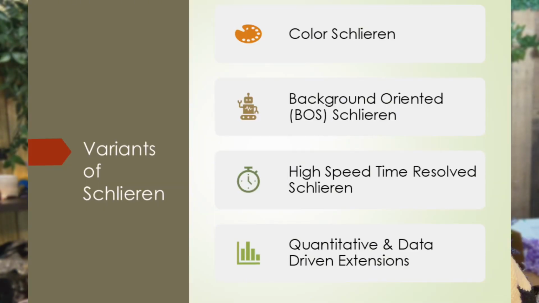When we're talking about Schlieren variants, there are typically a few: color Schlieren, background-oriented Schlieren, which is called BOS, high-speed Schlieren, and machine learning augmented Schlieren. Each technique adds new capabilities such as identifying separation bubbles, capturing shock oscillations, or extracting quantitative data.